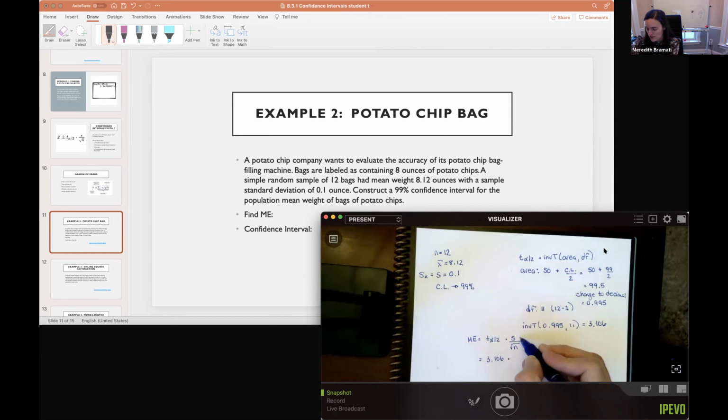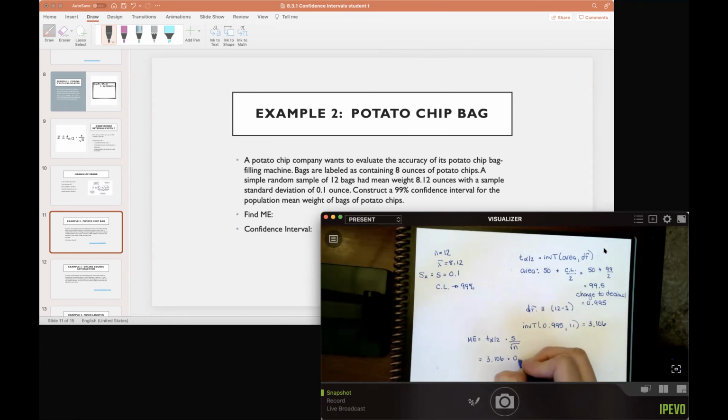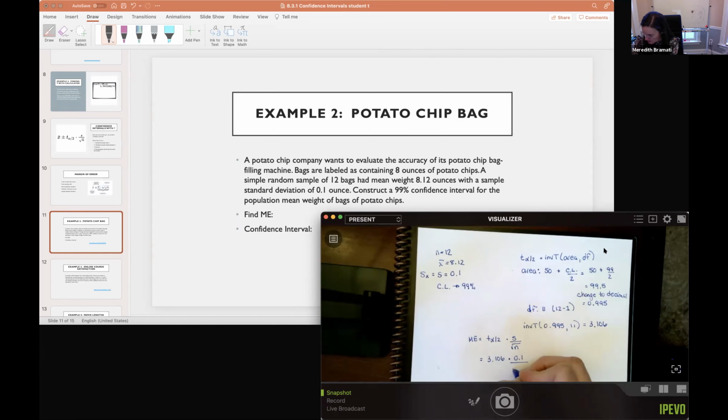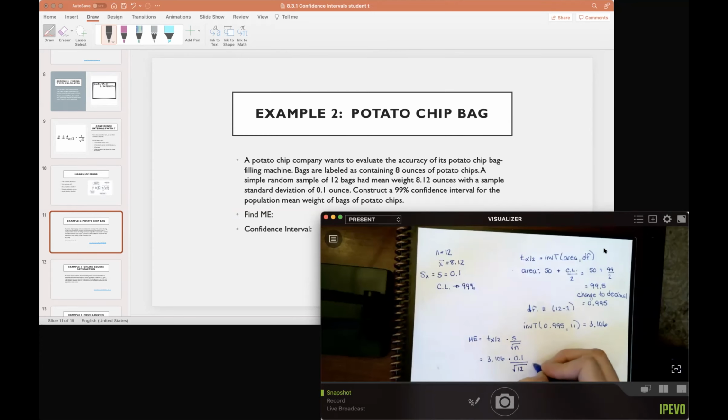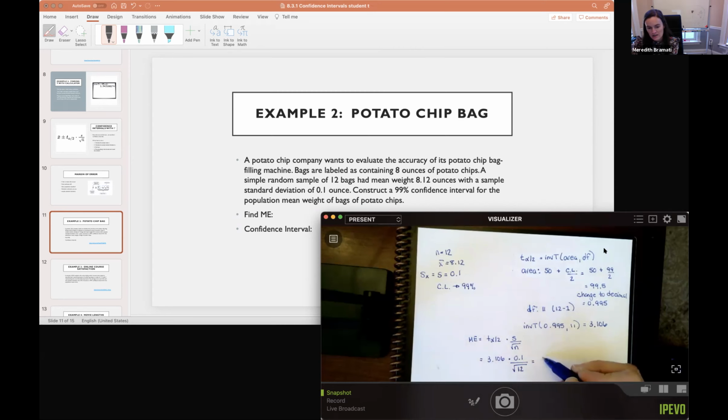What is our sample standard deviation? 0.1. Yes, 0.1. What is our sample size? 12. 12. I can enter this into the calculator just like that: 3.106 times 0.1 divided by the square root of 12. And what do you get for your answer?